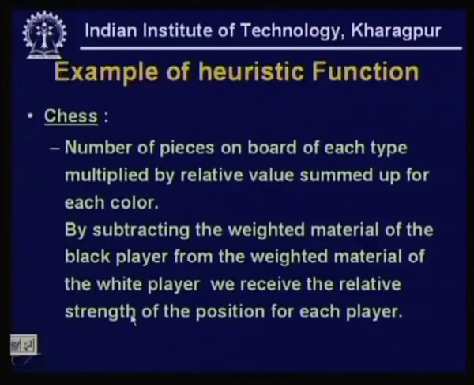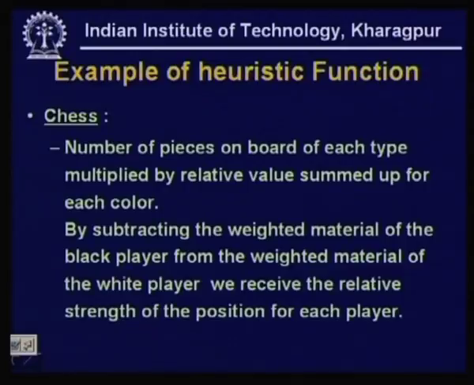So, let us look at some examples of heuristic functions. In chess, a lot of people have written lots of programs. We will just mention one very simple heuristic that is used for chess. You see, how good a board is for a player depends on how many pieces the player has, but just the number of pieces is not enough. The type of pieces which are there are also important. So, in chess, the utility function could be the number of pieces on board of each type multiplied by relative values, summed up for each color.